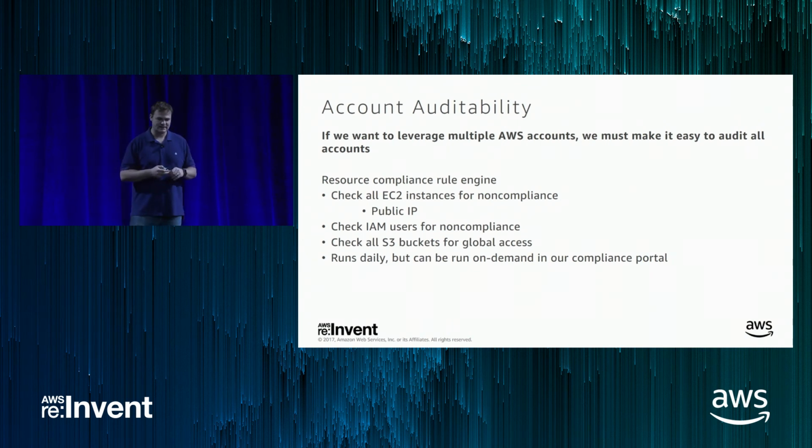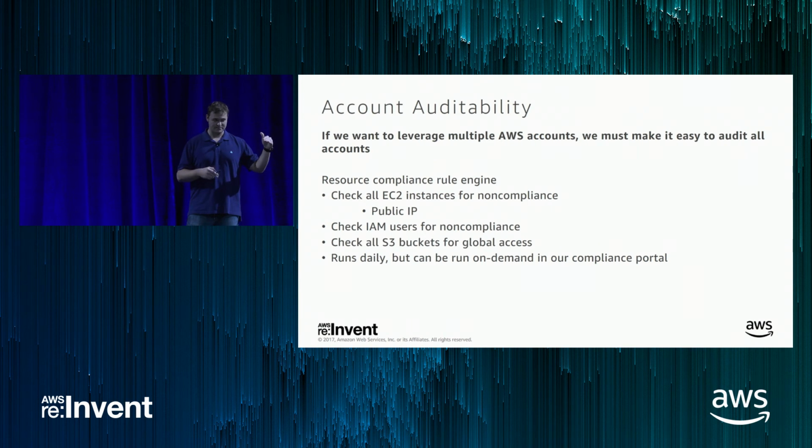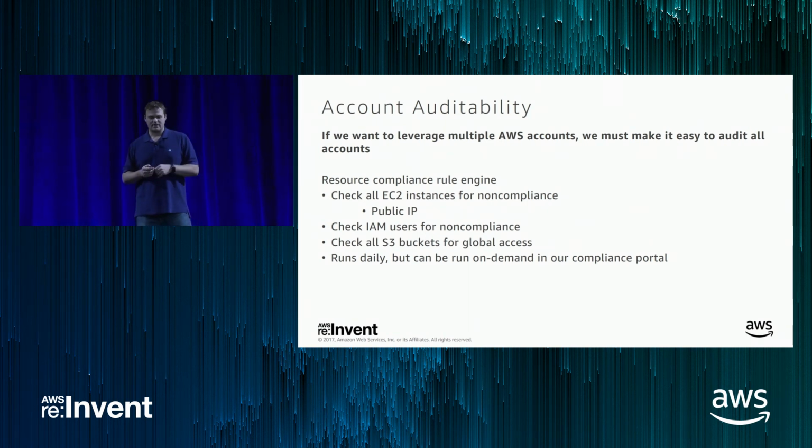So this rule engine does things like it'll check all instances in an account and see, does it have a public IP associated to it? For us, that's non-standard. It's against our security practices to put a public IP on an EC2 instance. Instead, you should be fronting it with an elastic load balancer in the public tier, and the instance should be in the app tier. So that's non-compliance, so we look for that.